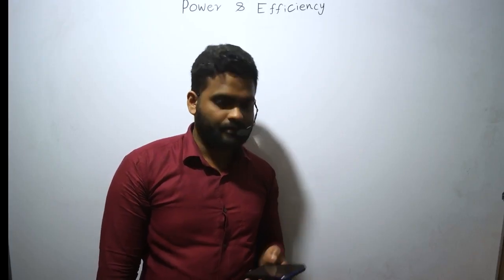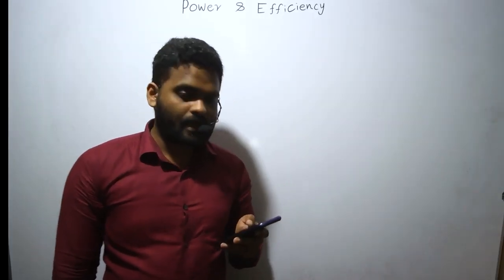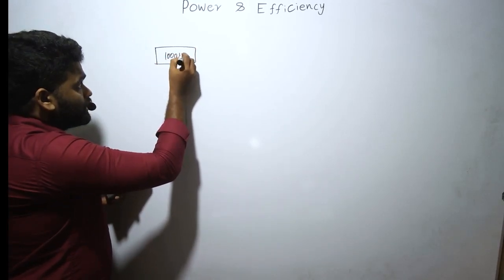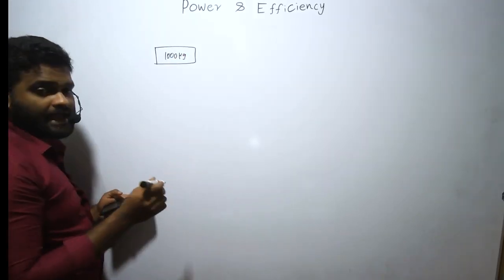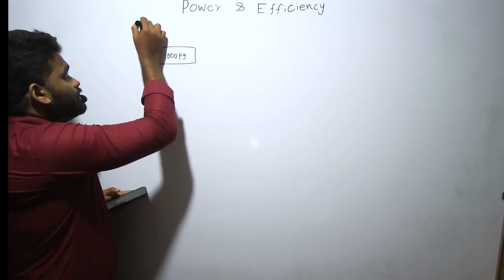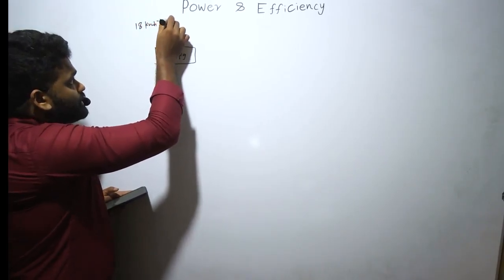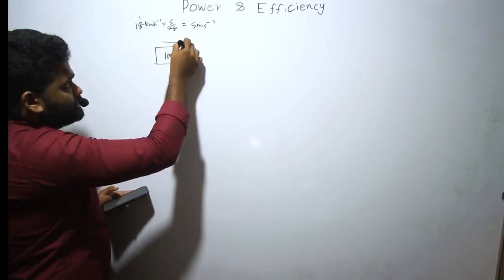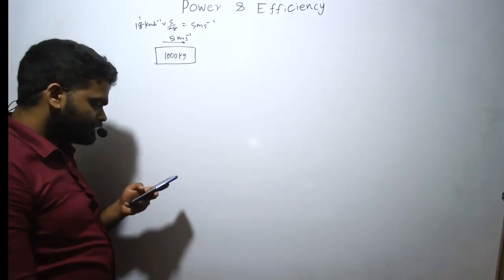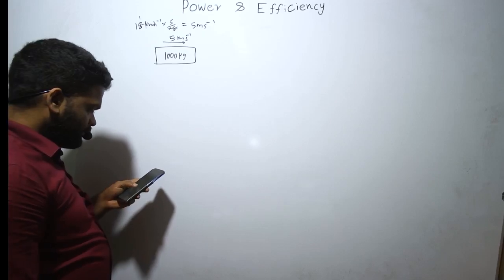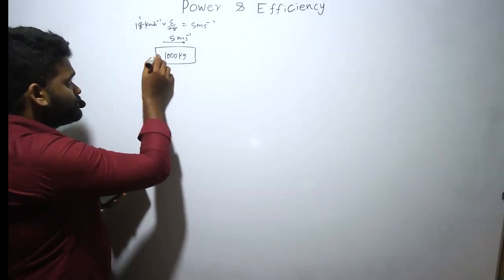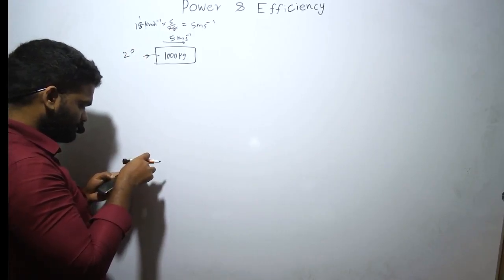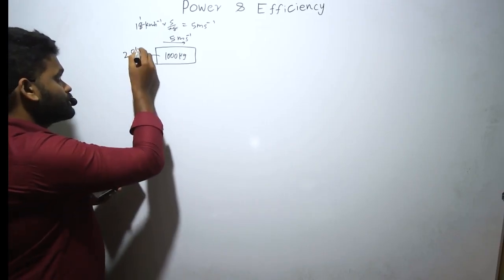Fourth one. Right, 8. When a car weighing 1,000 kilograms moves at constant speed 18 kilometers per hour, I have to multiply this by 5 over 18 in order to make it meters per second. So it is 5 meters per second. So for this, the power generated by the engine is 20 kilowatts.